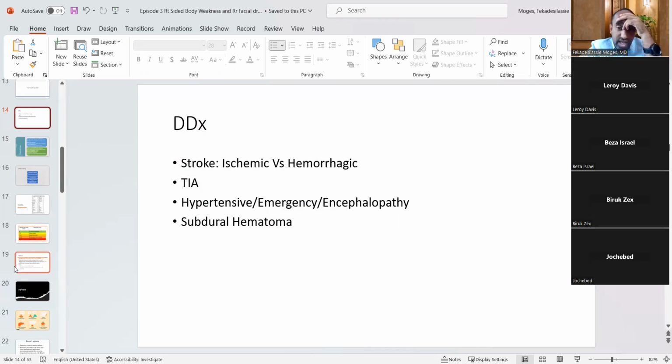So be quick, be quick. We are stuck on slide 14. So we have to be as fast as possible, okay?